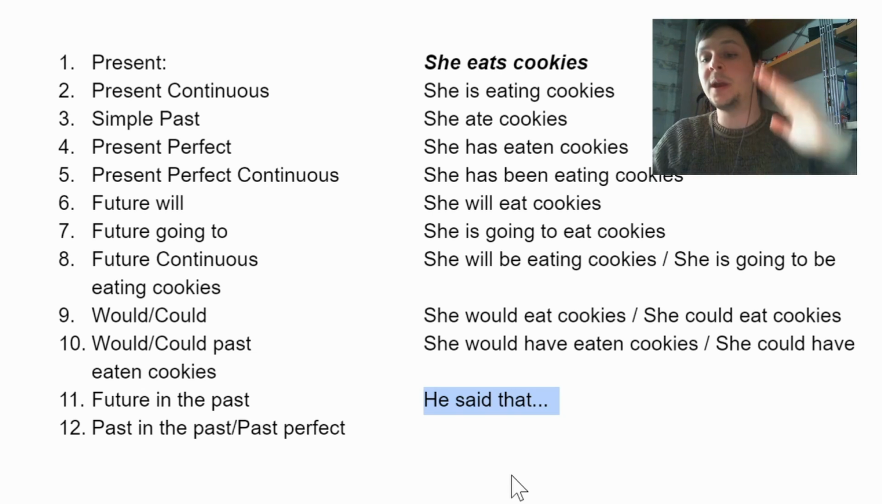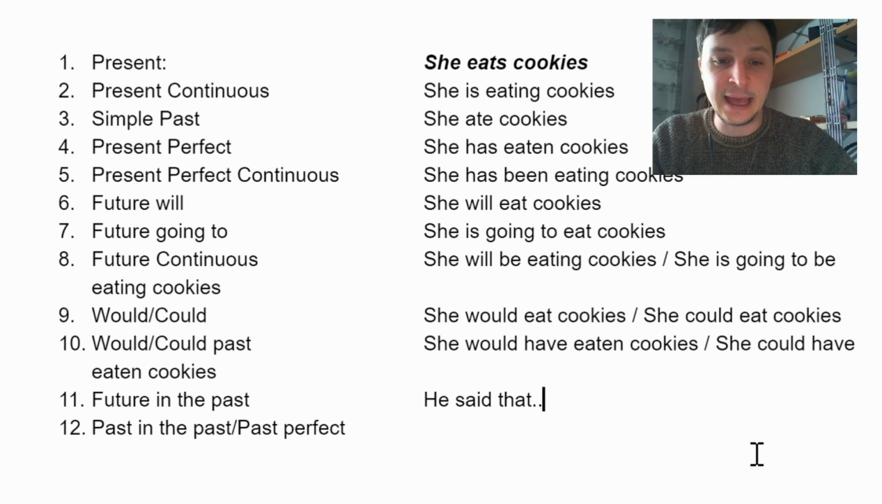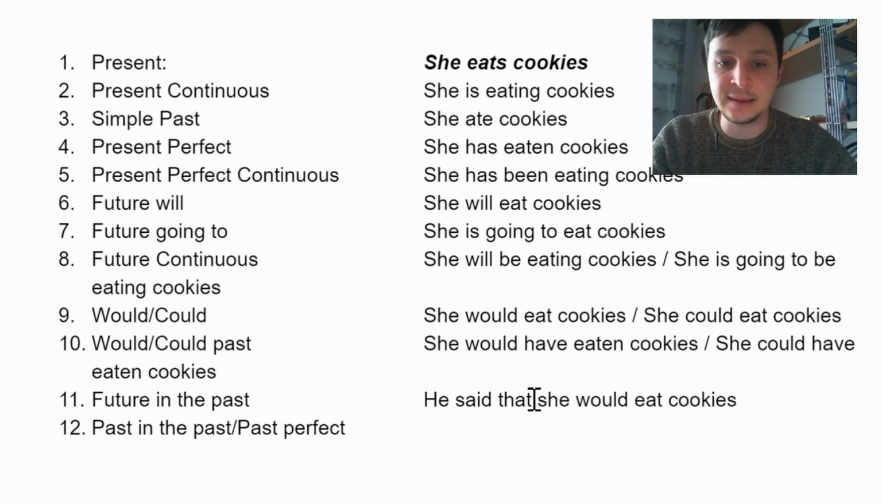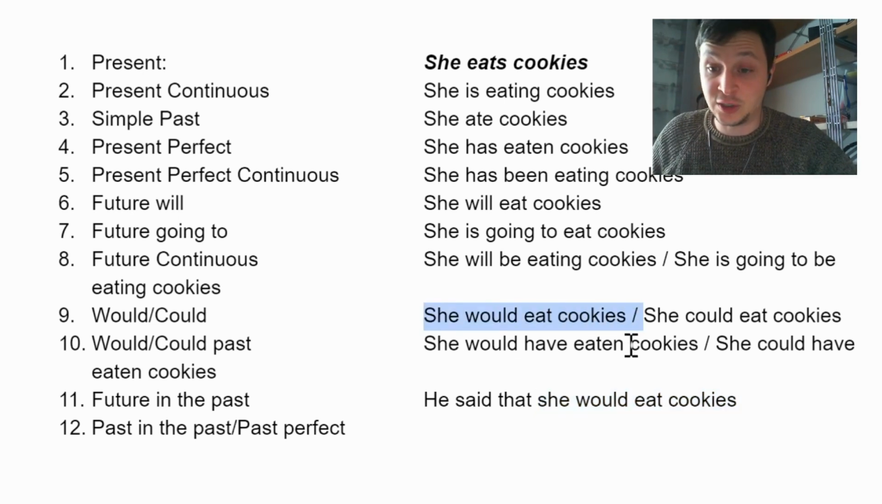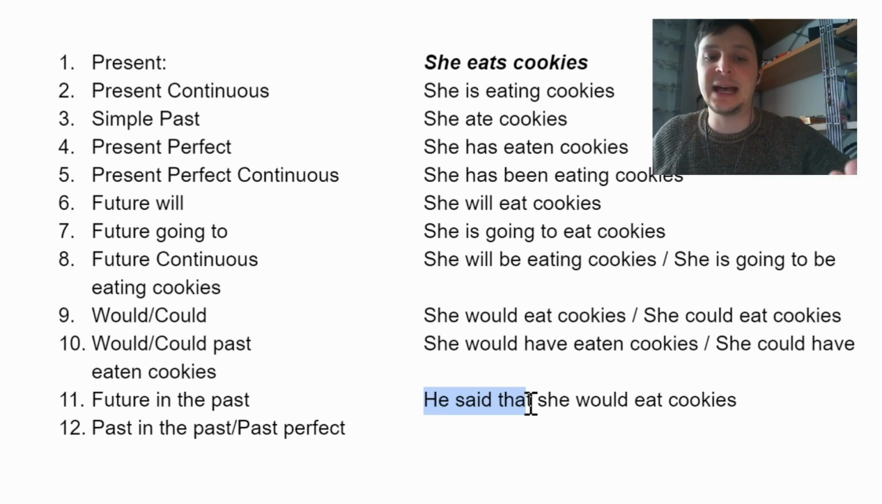So now we are in the past. We're in a context of the past tense. He said that she would eat cookies. This is future in the past. Obviously similar to conditional, would tense. But in the context of the past, he said that she would eat cookies in the future. In Italian, ha detto che avrebbe mangiato i biscotti. Okay? In the context of the past, in the future, she would eat cookies.